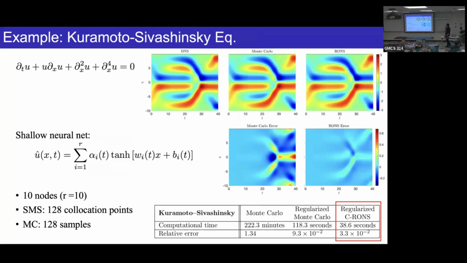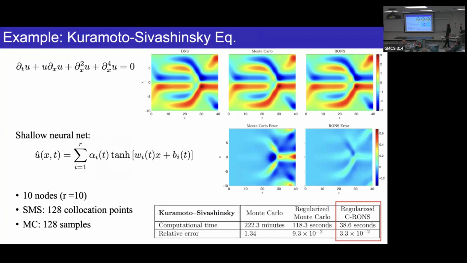The next example is another PDE we looked at, which maybe I should skip, and let me see, maybe I'll skip the data assimilation one. I'll just show you this last example for the Kuramoto-Sivashinsky equation. This is a PDE that involves 4th derivatives in space.